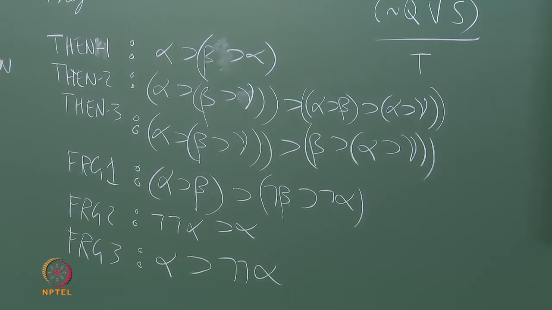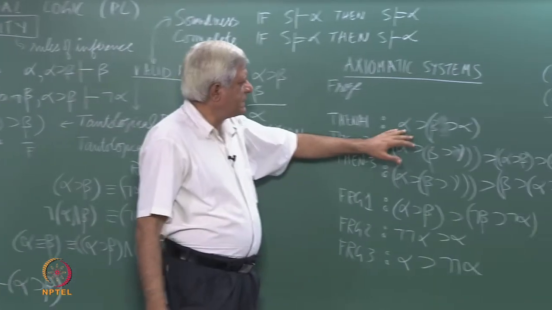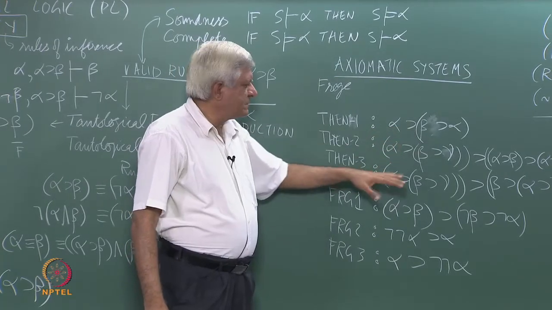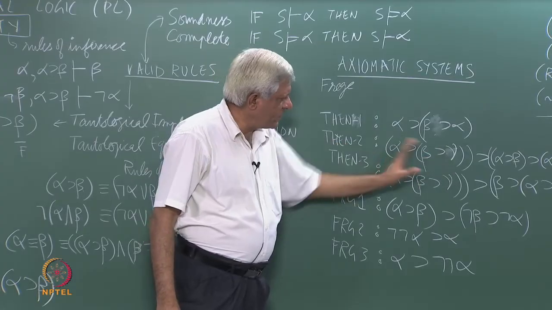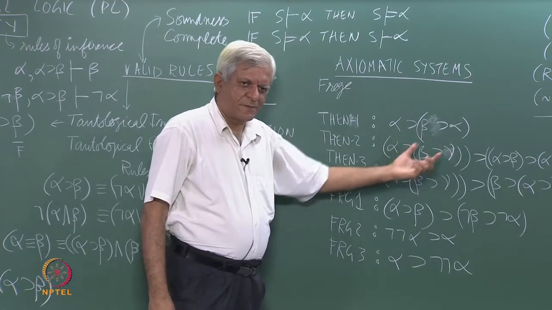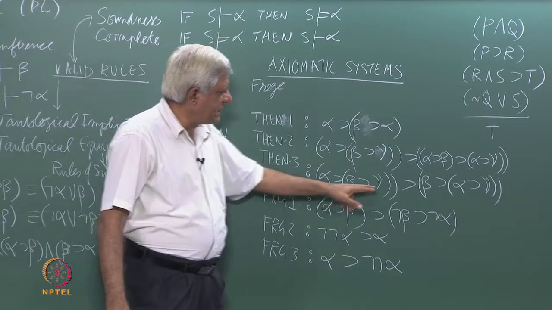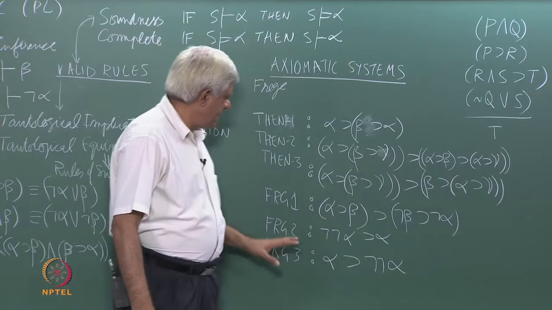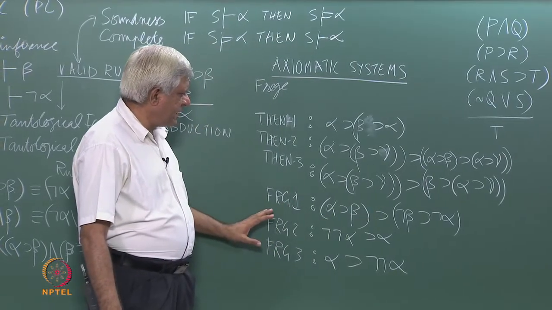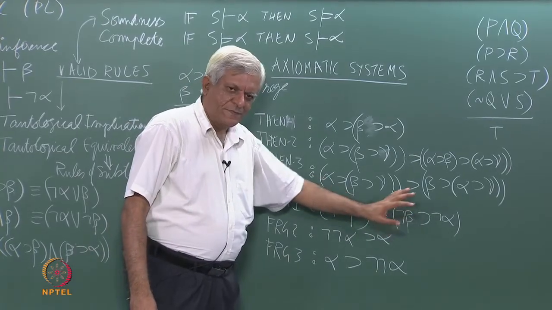Okay, so Frege gave this axiomatic system which has 6 axioms. The first axiom says alpha implies (beta implies alpha). The second axiom says alpha implies (beta implies gamma), and the whole thing implies (alpha implies beta) implies (alpha implies gamma). The third one says alpha implies (beta implies gamma) is also the same as beta implies (alpha implies gamma). Then there are 3 axioms which use the negation sign. Alpha implies beta implies not beta implies not alpha.